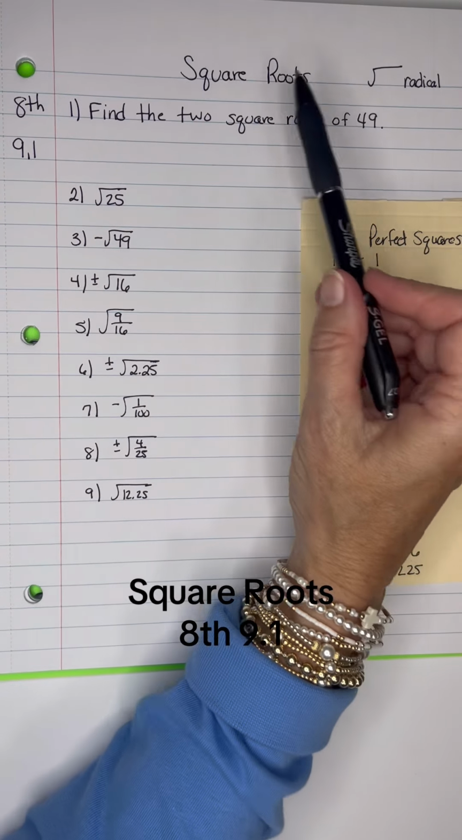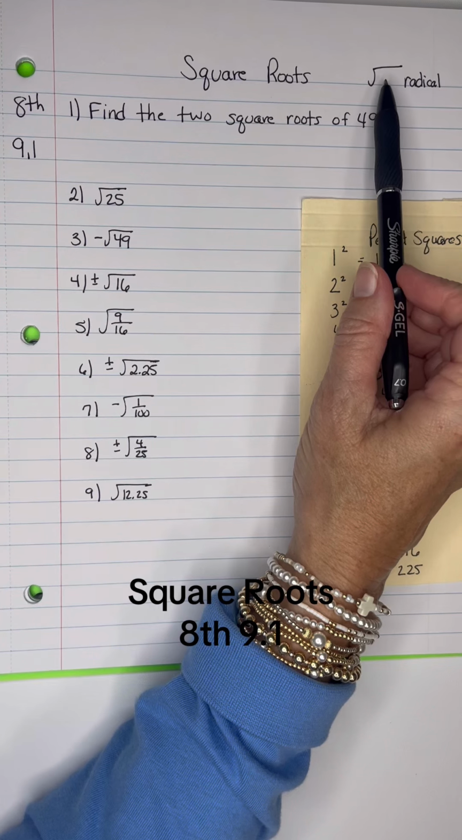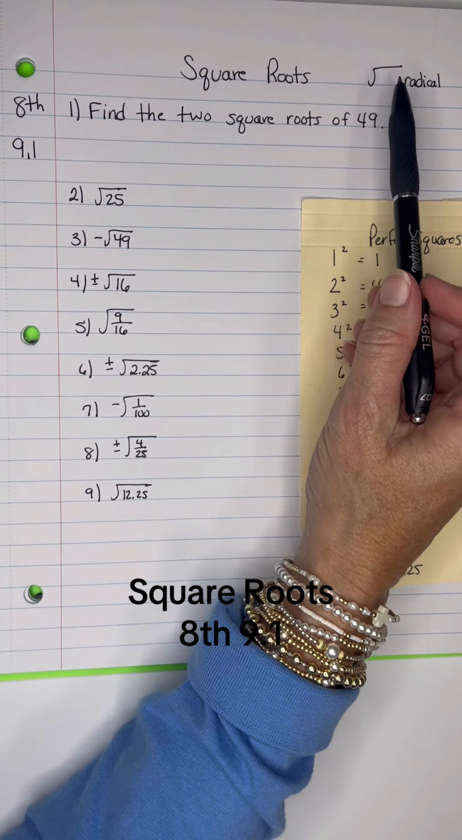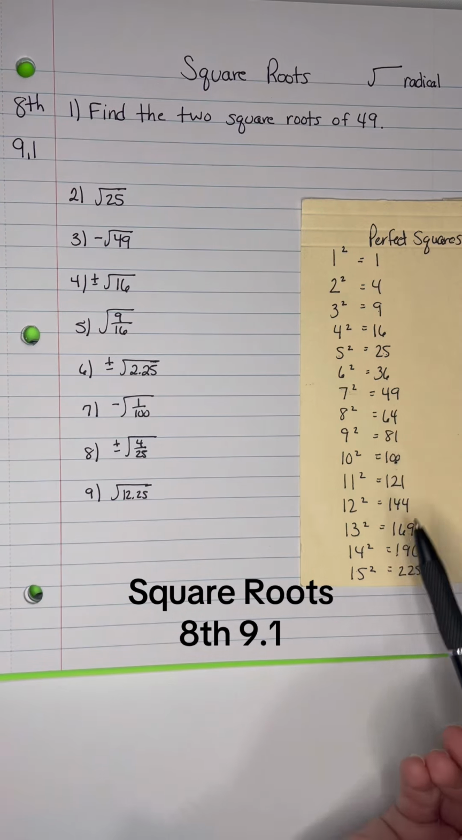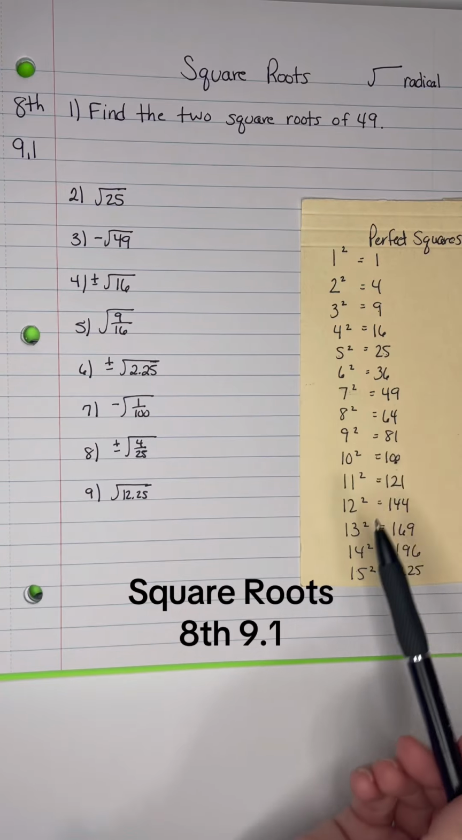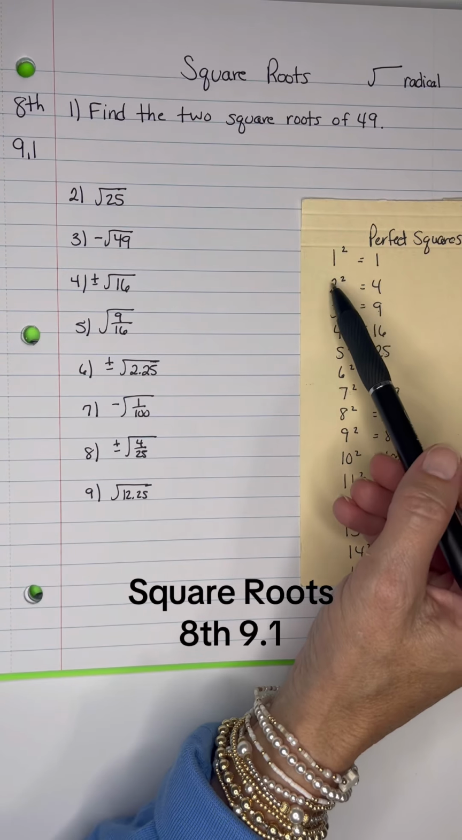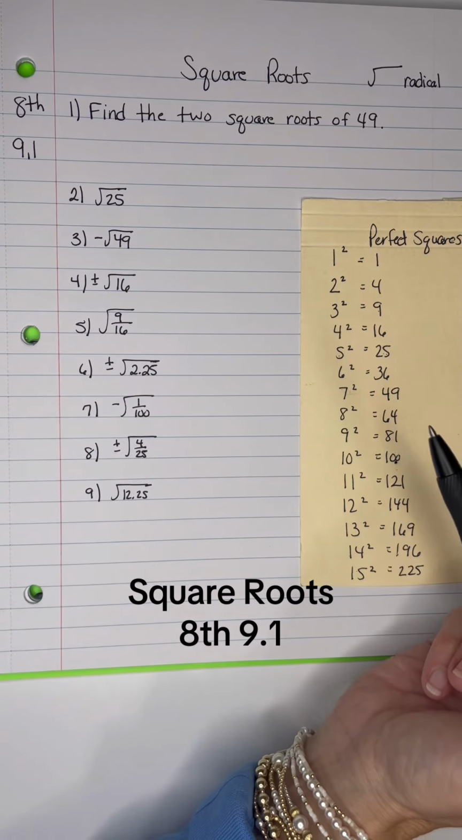All right, so we're talking about square roots, and this is the symbol for a square root. It's called a radical. The number under the square root would be called a radicand. And here are some perfect squares that you need to memorize. And if I take the square root of these perfect squares, I get these numbers here. 2 squared, 2 times 2 is 4, 3 times 3 is 9, 4 times 4 is 16, and so forth.